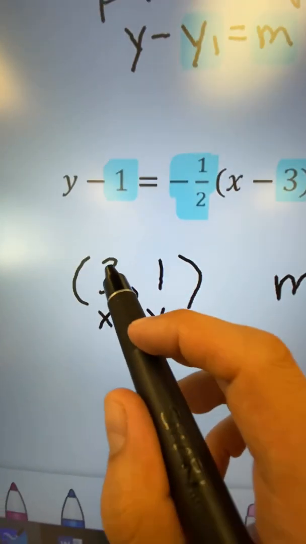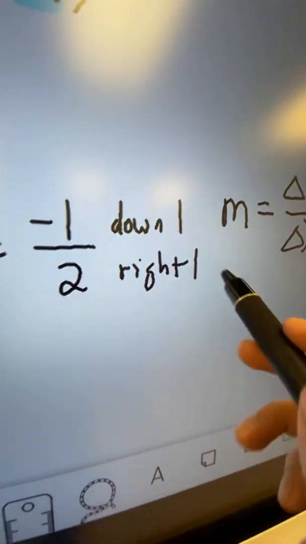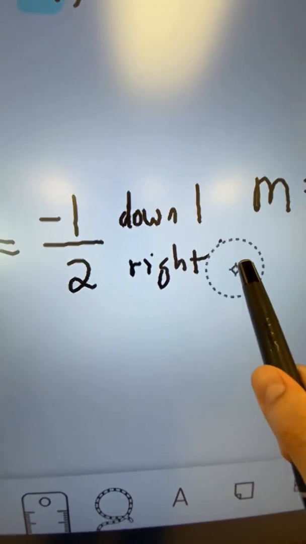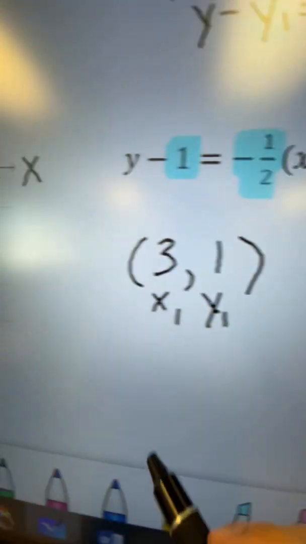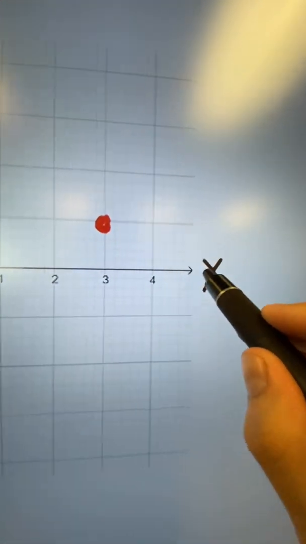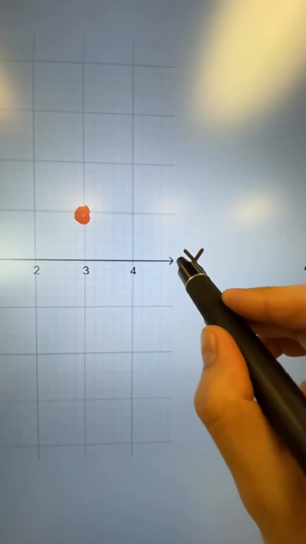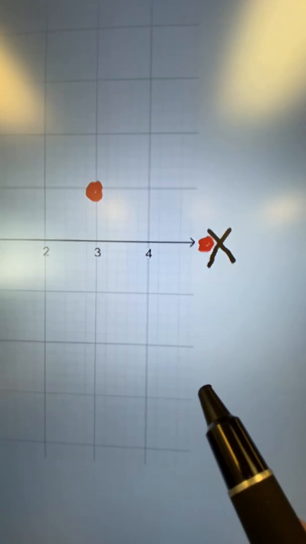Which means I'm going to go to the point 3, 1, and I'm going to go down from this point, down 1, right 1. Or sorry, this is not right 1. It should be down 1, right 2, right? That should be a 2, so right 2. So down 1, right 2. And you'll notice that sometimes this might happen: there's not enough space on your graph because it looks like it's a little bit off of the graph. If that does happen, you can actually fix that.